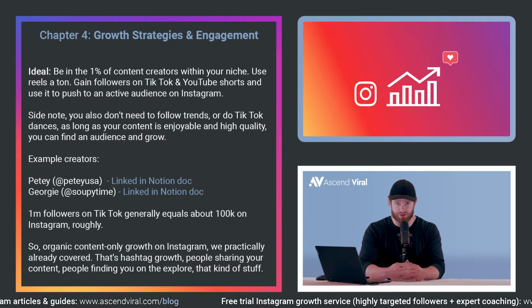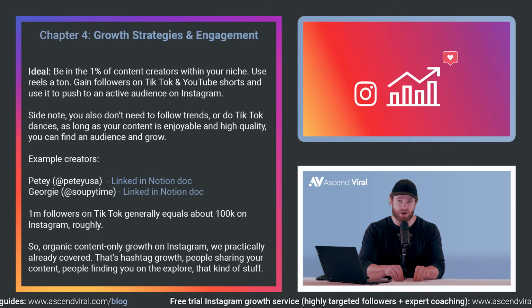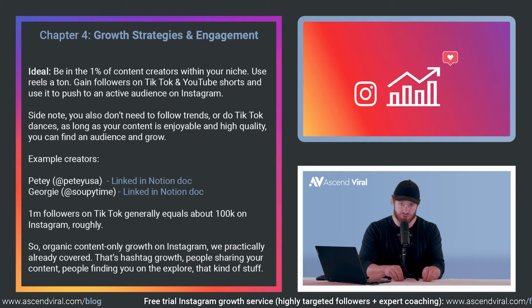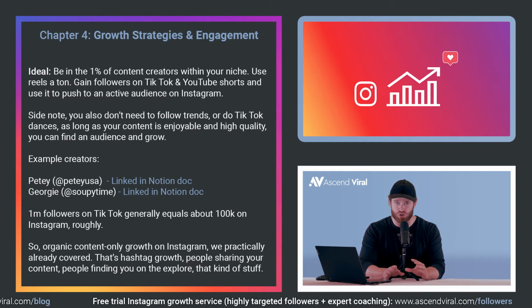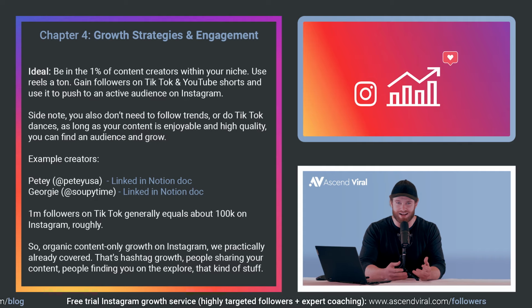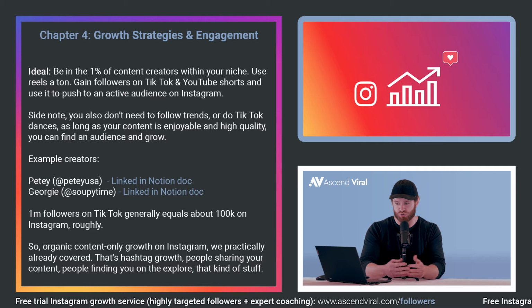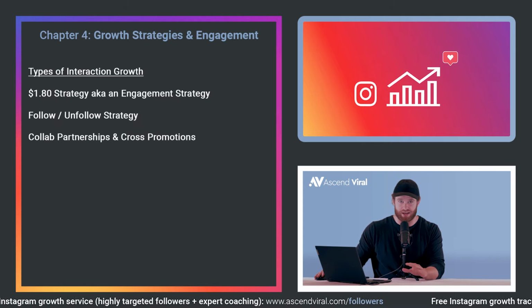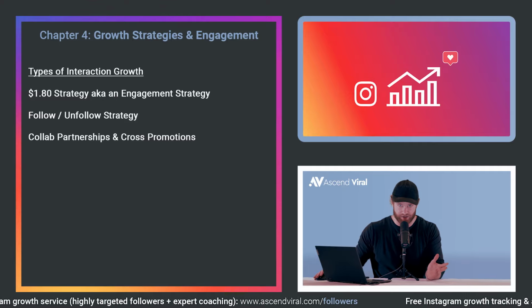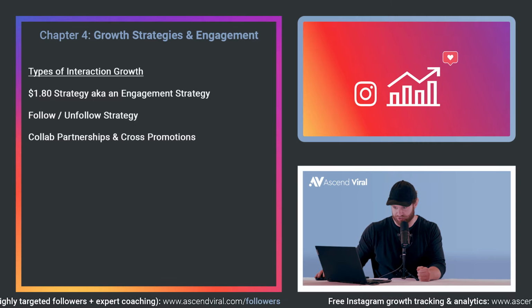So let's talk about interaction growth first. Interaction growth is exactly what it sounds like. You are interacting with others on Instagram in order to grow. I think there are three main ways to go about this. And I personally think a mix of all three is an ideal strategy for 99% of people. And we'll talk about that in the next chapter, but here are those three strategies. For the sake of naming things, we have the $80 strategy, aka what I just call an engagement strategy. Then you have the follow-unfollow strategy. And then you have collab partnerships and cross promotions.